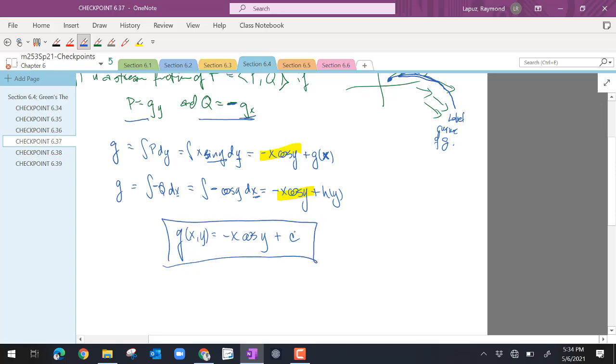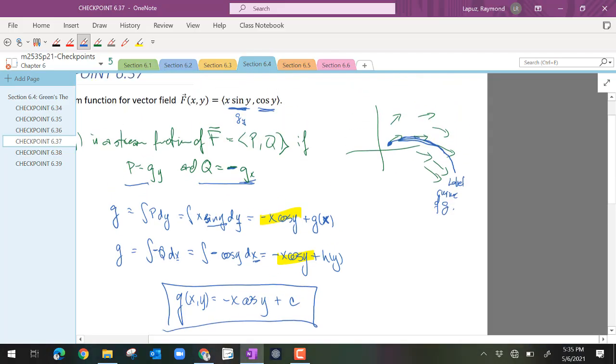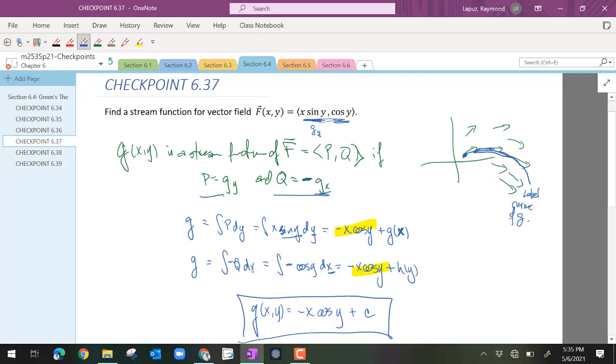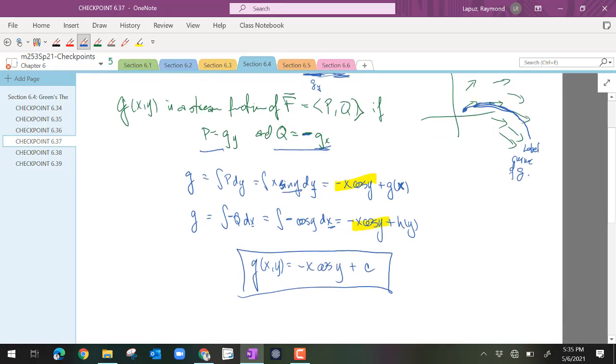Now the idea is that if we draw level curves for this, let this equal to 0 and change the value of c, then you will have a bunch of curves that will be tangent to these vector fields. The vectors in the vector fields would be tangent to those level curves. So I encourage you to draw that in CalcPlot 3D to get a visual of what's happening. But for now, this is our stream function, and I hope that helps.